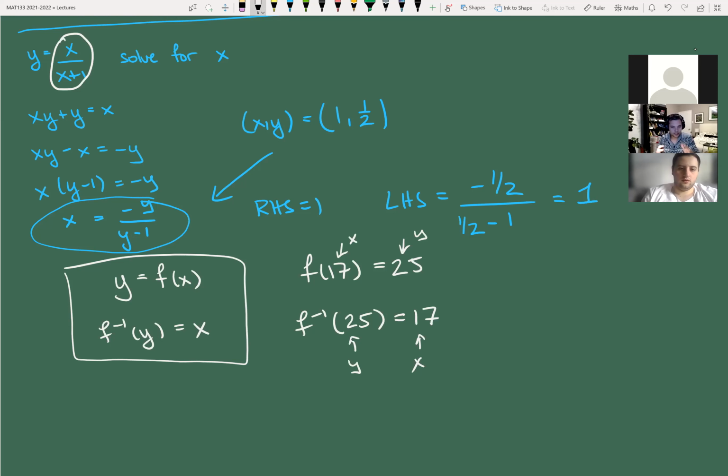So does everyone see why I don't like switching x's and y's? Because I think it confuses students as to what x and y are really doing in that equation. You've changed what they mean. But I don't think you want to change what they mean to really understand what the inverse is doing. You want to say, if I plug the output variable y into the inverse, I get out the input variable, which was x. Does that make sense? Are there any questions about that?